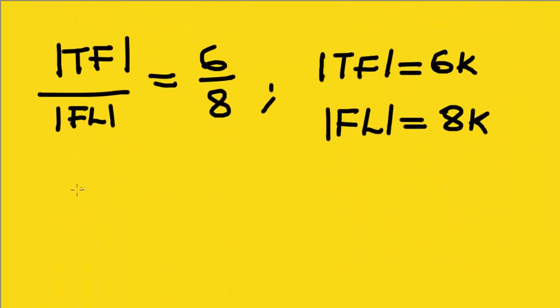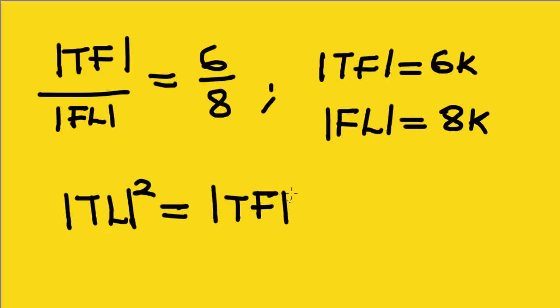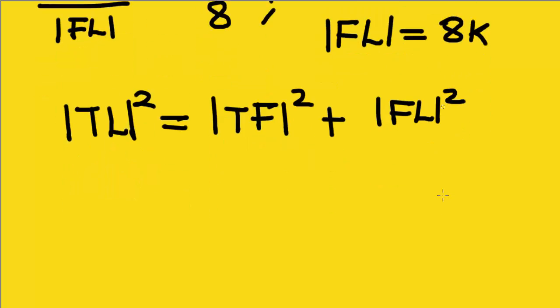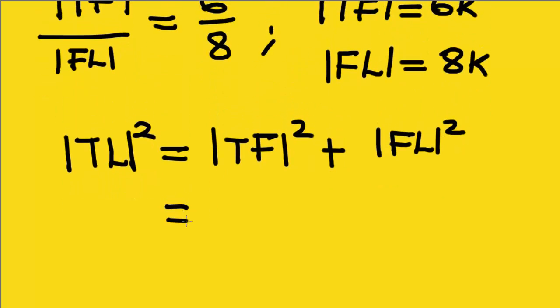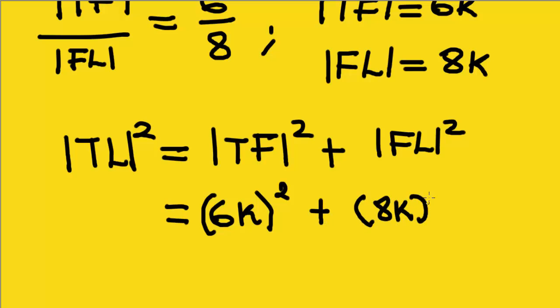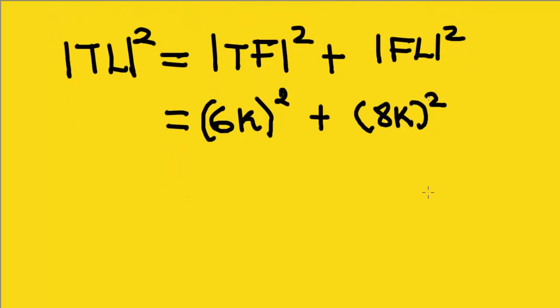So let me just write that out to avoid any confusion. The hypotenuse of that triangle squared is equal to the sum of the squares of the other sides. Therefore, TL squared is equal to 6k squared plus 8k squared, which gives us: 6k squared is 6k times 6k. That's 36k squared.